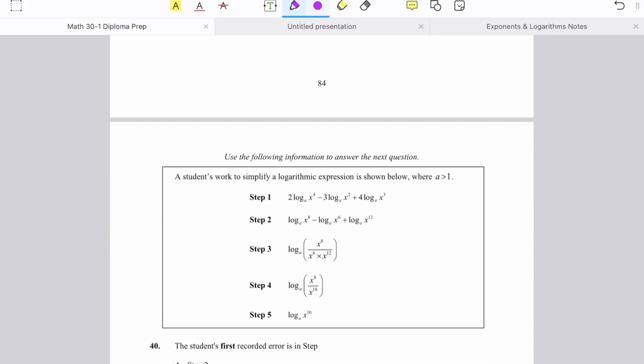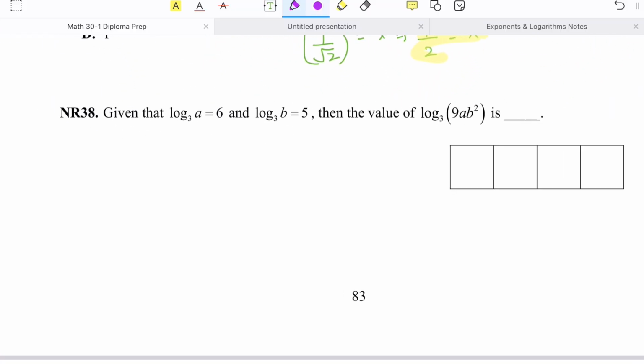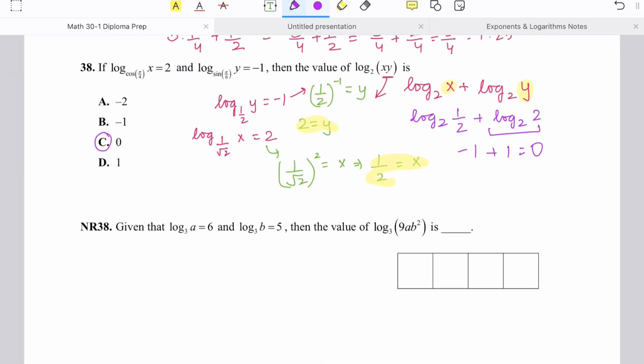A lot of questions here. Log base a is given to us, which is good. I think you guys should try this question on your own. It's a little bit more complicated than this one, but it's a good question to try on your own. You basically have to substitute things in, so try it yourself.